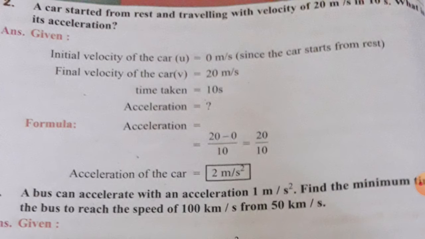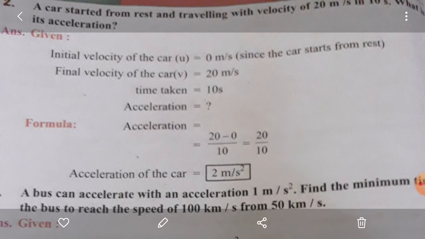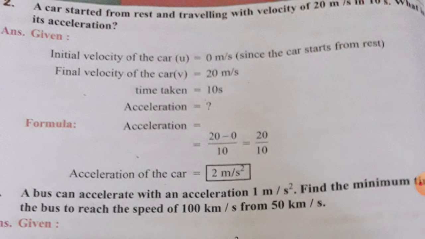Children, the car is starting from rest. So rest means what? Initial velocity of the car, u, is 0. You already know the formula for acceleration, children. So a is equal to (v minus u) divided by t. So initial velocity u is equal to 0. Rest means 0. The number 0 is not given, but the word is given, children. Rest means 0 meter per second because the car is at rest.